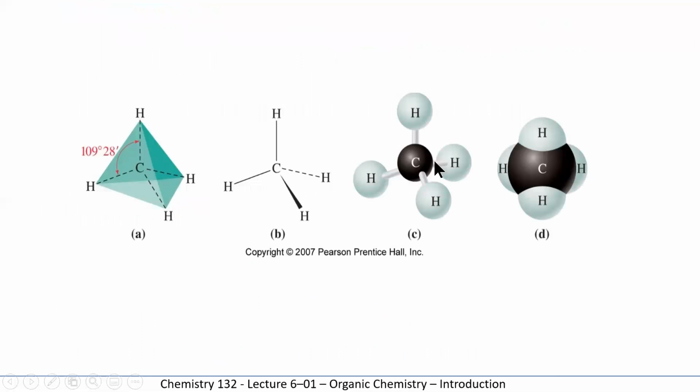So here's an example of various diagrams we can use to try and represent these molecules. You can see the bonds between the carbon and the hydrogen atoms are all 109 degrees and a little bit.